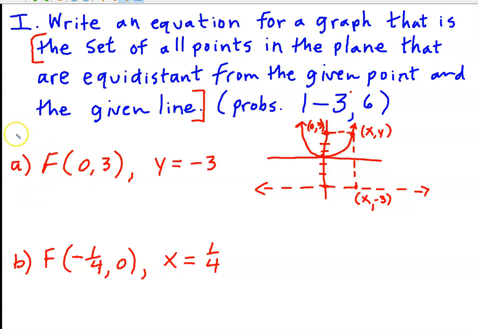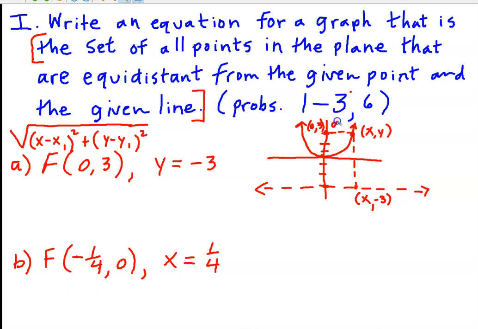Okay, so from geometry, you may recall the distance formula, and it says you take the two x coordinates from the two ordered pairs, subtract them, square that, do the same thing with the y's. You add those two quantities and then take the square root. So this is the distance formula. So I'm going to actually let one distance equal the other distance.